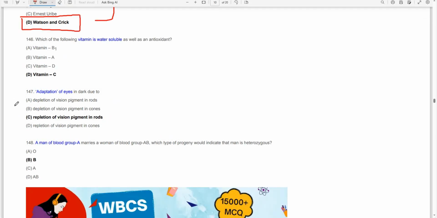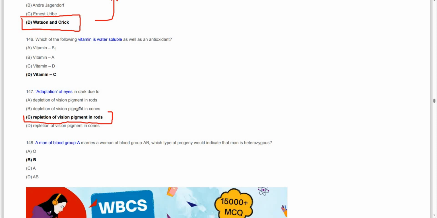Adaptation of the eyes in the dark is due to the repletion of vision pigment in rod cells. Repletion of the vision pigment in rod cells is the kind of adaptation of the eye in the dark.